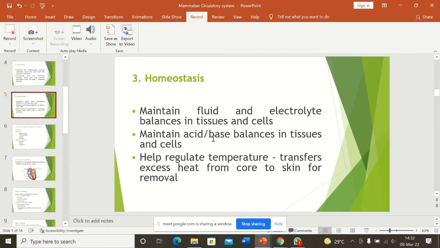The third function is homeostasis. The circulatory system maintains fluid and electrolyte balance in tissue and cells. It also maintains acid and base balances in the tissue and cells. It also helps to regulate temperature by transfer of excess heat from core to skin for removal.